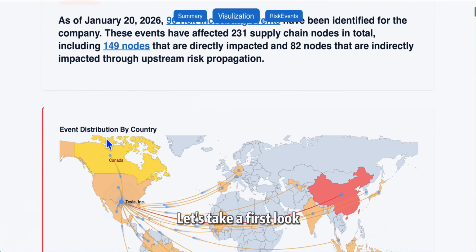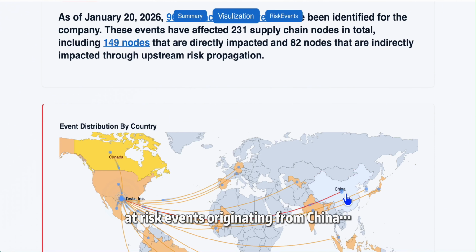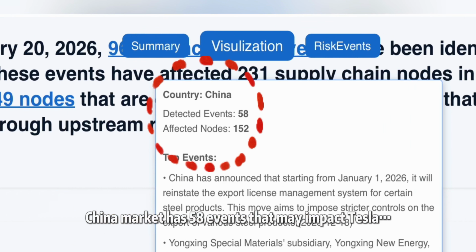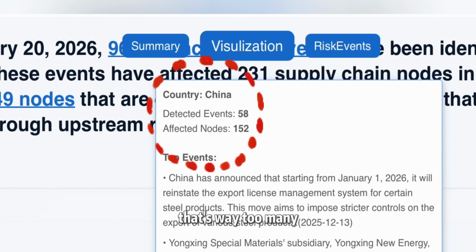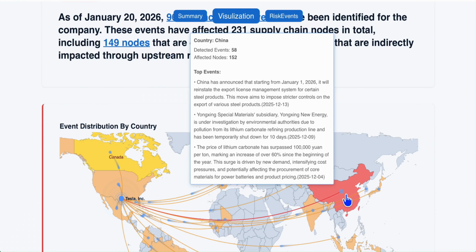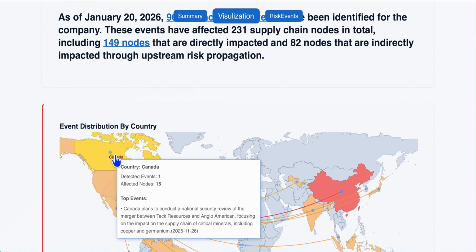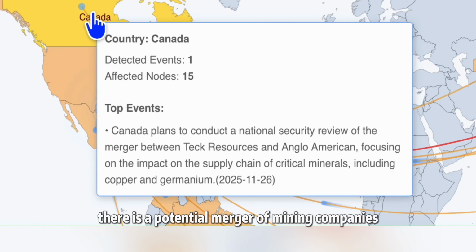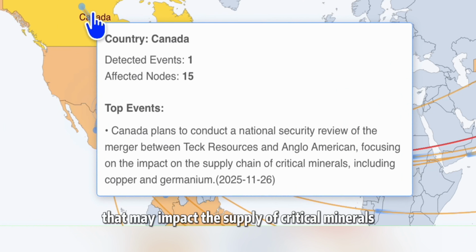Let's take a first look at risk events originating from China. Okay, China market has 58 events that may impact Tesla. That's way too many. Let's not talk about it now. What happened to good old Canada? Okay, there is a potential merger of mining companies that may impact the supply of critical minerals.